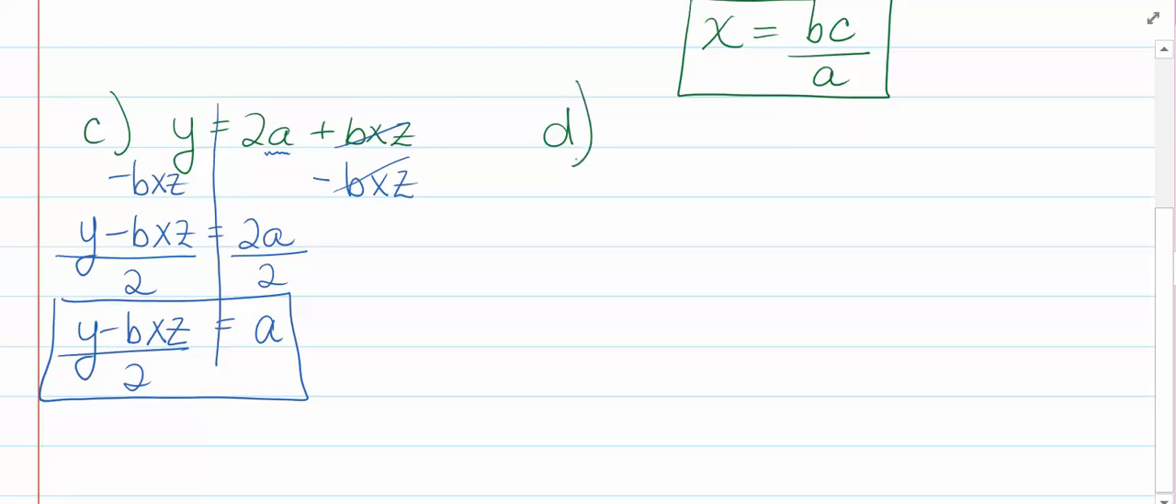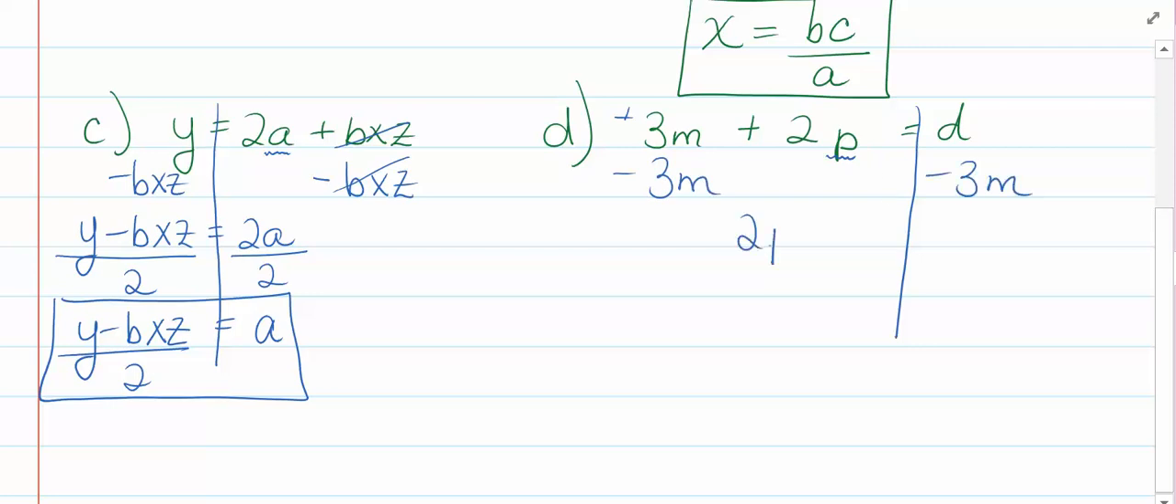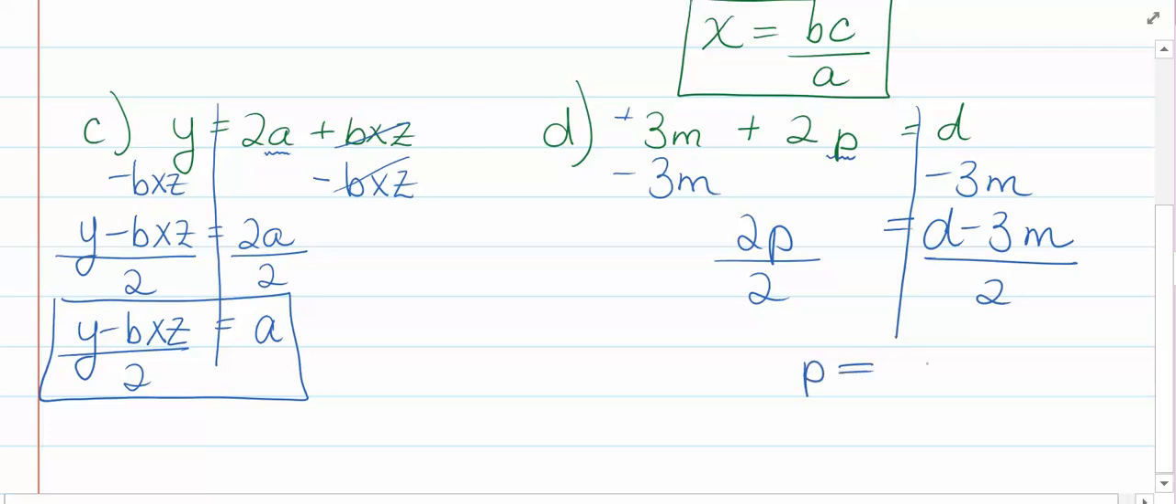Letter D is 3m plus 2p equals d, and it's asking us to solve for p. So I want to get rid of the positive 3m. So I'm going to minus 3m from both sides. I have 2p equals d minus 3m. I want to get rid of the 2, so I'm going to divide both sides by 2, so therefore p equals d minus 3m all over 2.